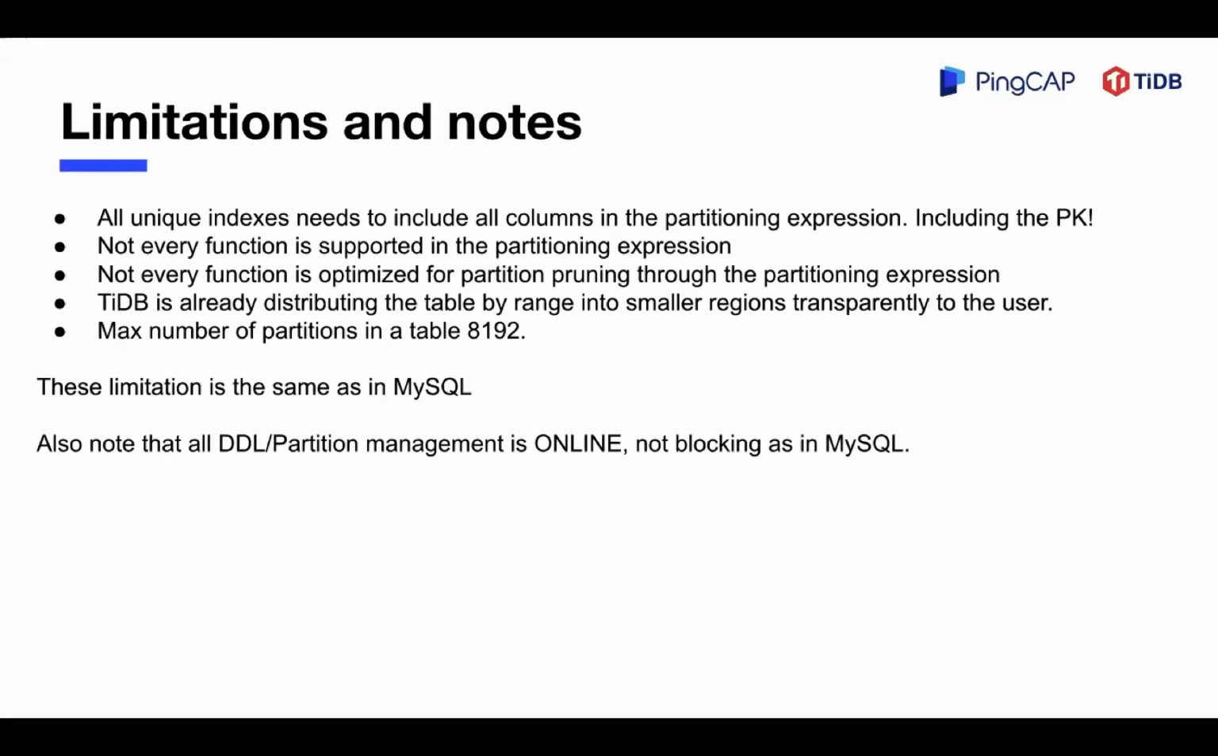Then you have a bit of a dilemma if you want to extend the primary key, or maybe not use partitioning at all. There's a limited set of functions that are supported for the partitioning expression, and not all of those are optimized for partition pruning in the optimizer either, and it's similar in MySQL. The good thing is that TiDB also is already distributing all the data for a single table in a range-based setup, as I showed before. So there are ways to achieve some of this even without partitioning.